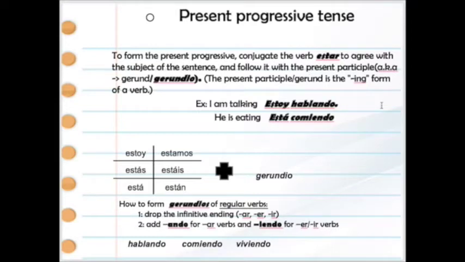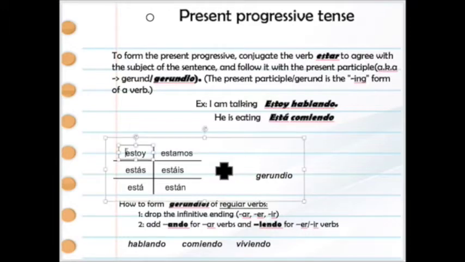Okay, so to form the present progressive, we have to use the verb estar to agree with the subject of the sentence, and then we have to follow it with the present participle, which is what we say in English is the ing thing. So, for example, I am talking. We know that the verb hablar is to talk, and so we're going to use I am, estoy, hablando. That's our participle, hablando. He is eating. Está agrees with he. And then comer is our verb, so we're going to say comiendo. And we'll talk about how to form these in just 1 second, but just know that this is really what you're looking for when we talk about present progressive.